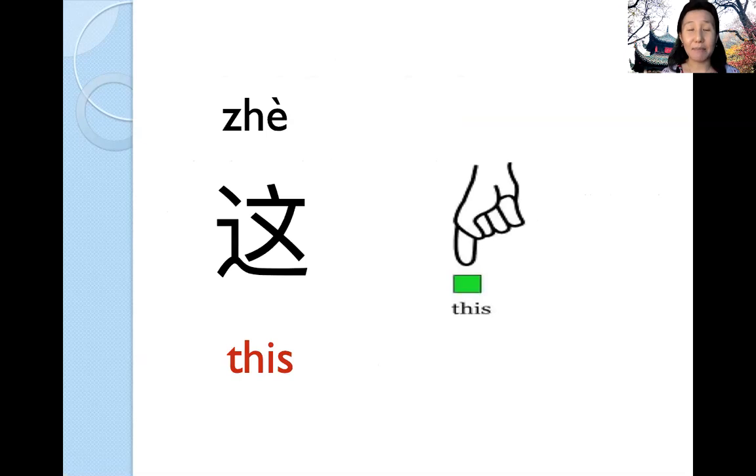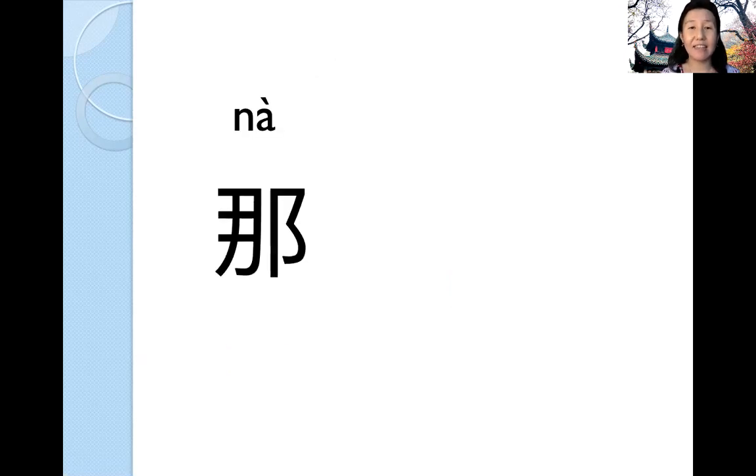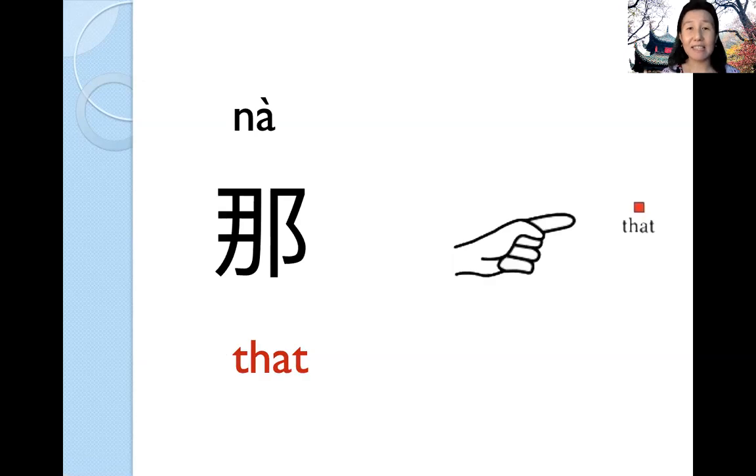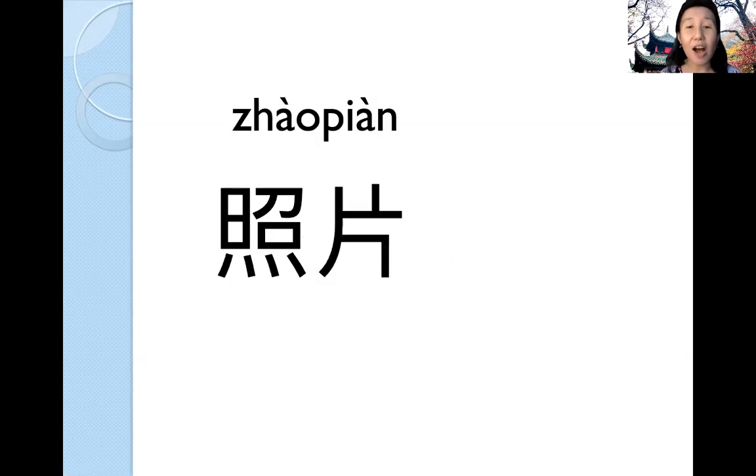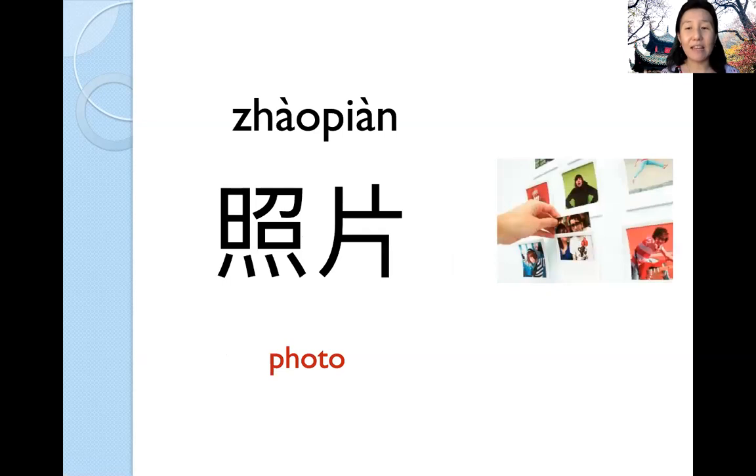这 means this. 那 means that. And that's the radical of 那. 照片 means a photo. And this is the radical of the character 照.